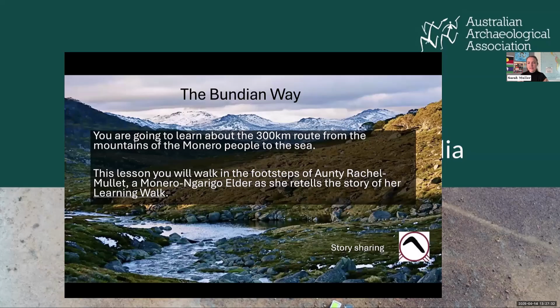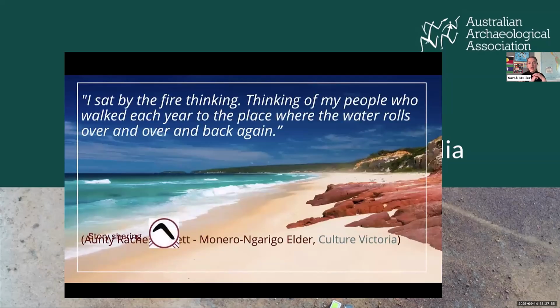One that we absolutely love is story sharing, and there is a brilliant story by Auntie Rachel Muller, who's a Monero Narragansett elder, and she tells the story of her learning walk. So as a young child, she would walk from Kosciuszko, 350 kilometres to Twofold Bay, and it's a remarkable walk, and a walk that you can imagine would have been taking place 7,000 years ago as well, because in our context, the bogong moth is really important in the Kosciuszko area. And so many nations would congregate in the Kosciuszko area to all feast on these bogong moths, and then they would disperse as well. So you can imagine that this would be another example of continuing culture and use of resources.